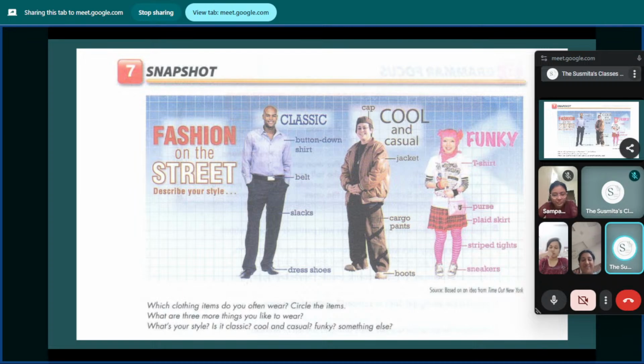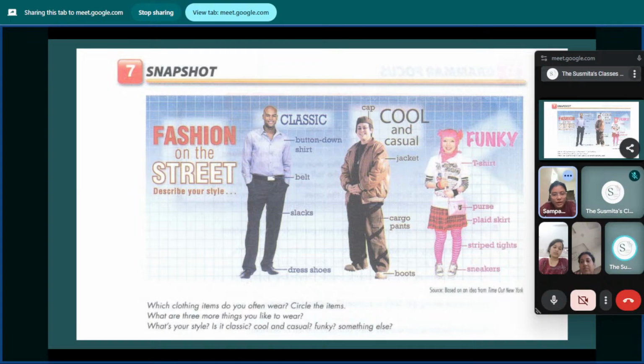Okay. What are 3 more things you like to wear? Other than what you have already said, what other things do you like to wear?